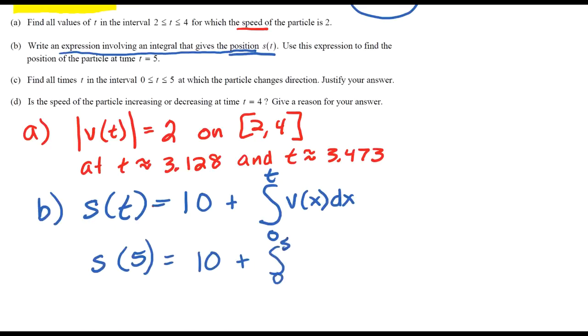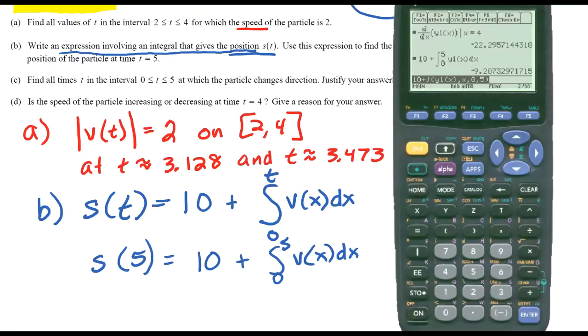And again, let your calculator do all the work here. So you could do this in the home screen, to accumulate 10 plus that integral. Let me pause and grab the calculator. So you can look at my calculator screen. So we wanted 10 plus the integral of y1 of x, that's our velocity function, with respect to x from 0 through 5. So our position at time 5 is negative 9.207.